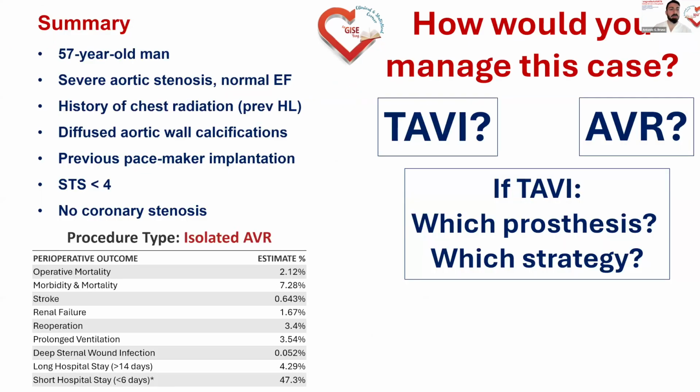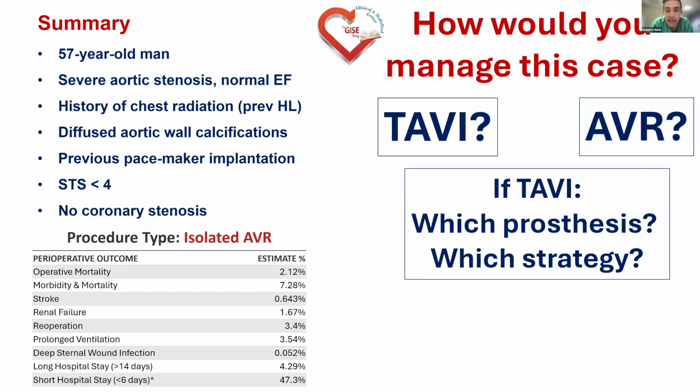So, in summary, we have a 57-year-old man with severe aortic stenosis, normal ejection fraction, history of previous chest radiation, diffuse aortic wall calcification, previous pacemaker implantation, and low STS, which was estimated to be about 2.1, and no coronary stenosis. So, how will you manage this case? Would you prefer to perform TAVI or aortic valve replacement? And if TAVI, with which prosthesis and with which strategy? So, please, Roberto, take the stage.